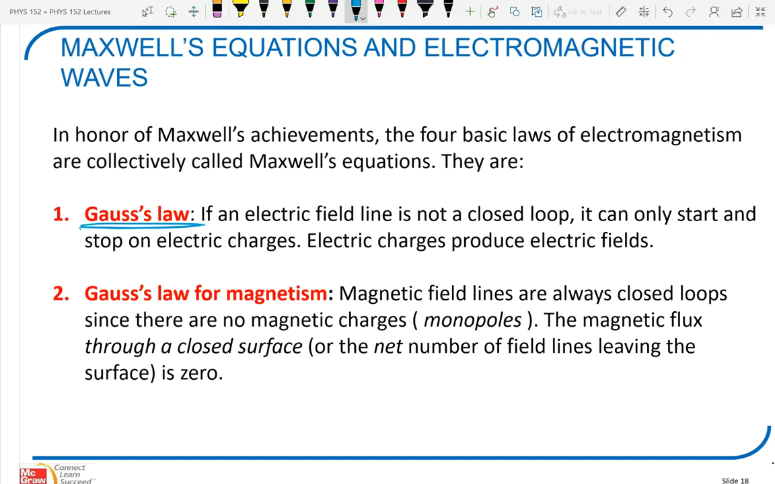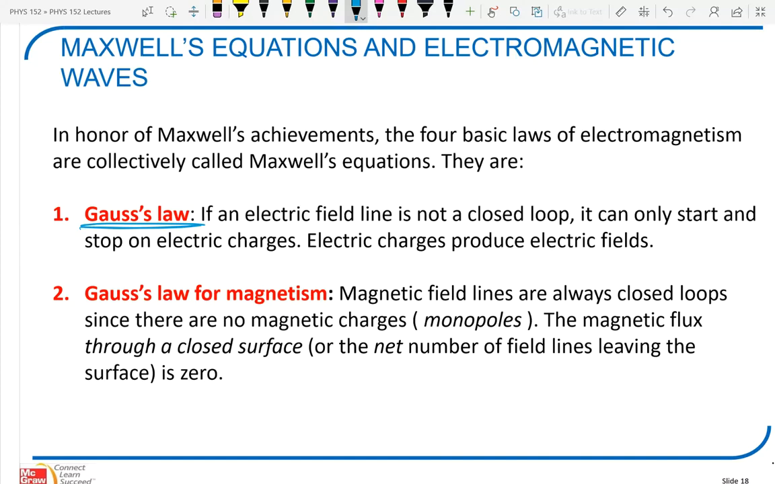In the physics with calculus class, we learned Gauss's law. In the general physics version, we actually did not look at Gauss's law carefully, but we did talk about its ramifications. Gauss's law says that the electric field coming out of a charge is proportional to how much charge you have. That's what Gauss's law says.